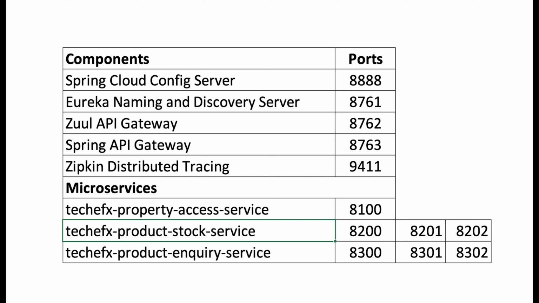I'm going to create 3 microservices in this session. First one is Property File Access Service. This is going to use port 8100. Second service is Product Stock Service, which will use port 8200. Later, we would configure multiple instances of these microservices, which will use ports 8101, 8102, and so on. Next is Product Enquiry Service. This service will use port 8300.